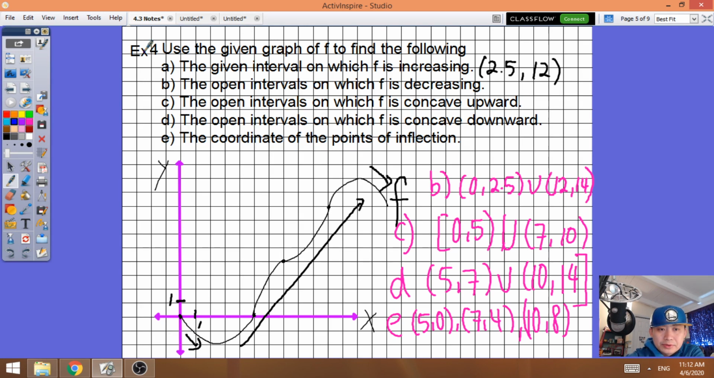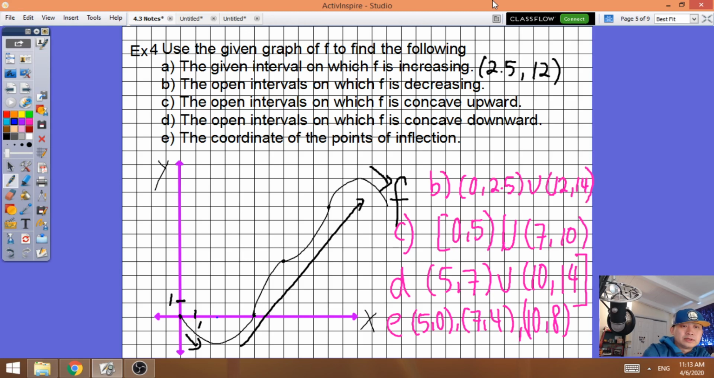For example 4, use the given graph to find the following. The first part: you want to find the increasing interval. The scale is 1 unit to the right, 1 unit up. Starting from the bottom, at 2.5, all the way to the top right, which is 12. So the entire interval is considered increasing. This one is not the xy coordinate, it is just the interval notation.